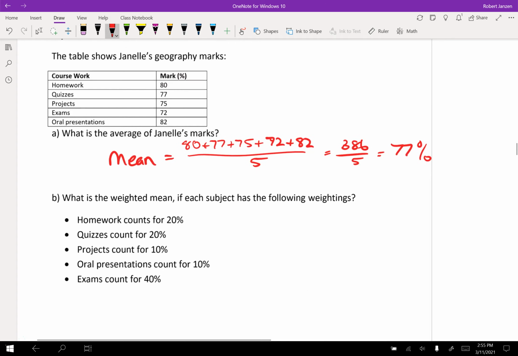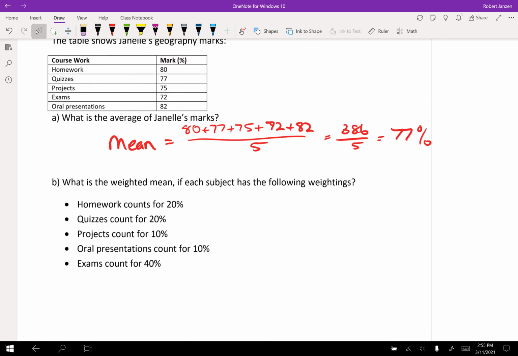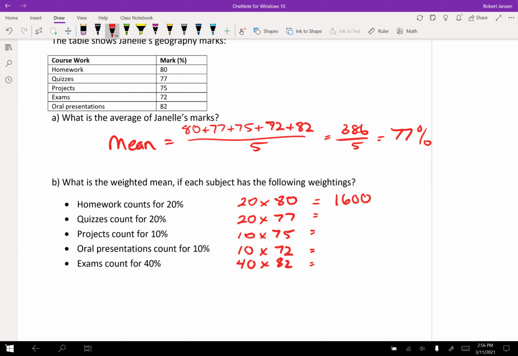Okay. But now let's see if we do weighting. So you're going to go 20% times 80. You're going to go 20% times 77. You're going to go 10% times 75, 10% times 72, and 40% times 82. Okay, so this would give me 1600, this would give me 1540, this would give me 750, 720, sorry.